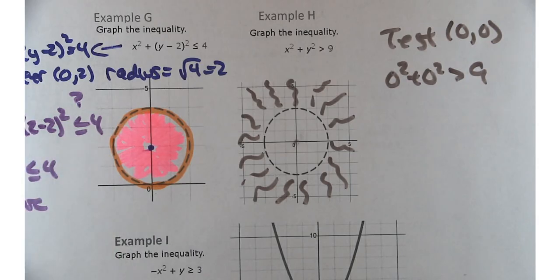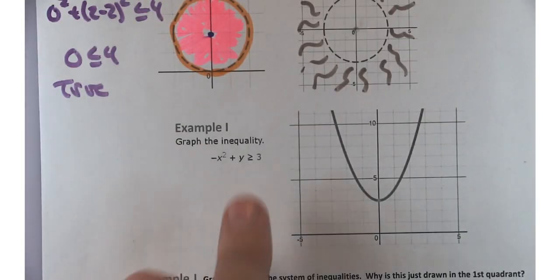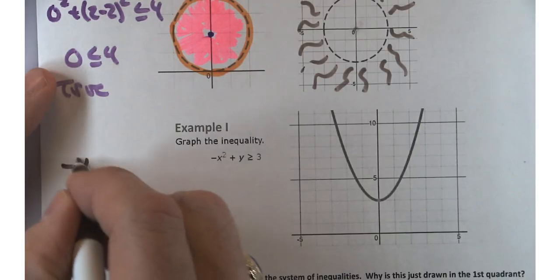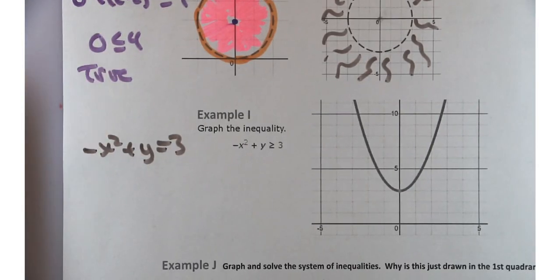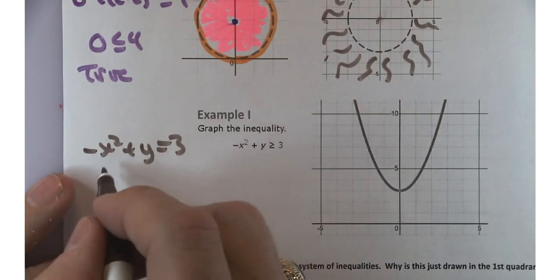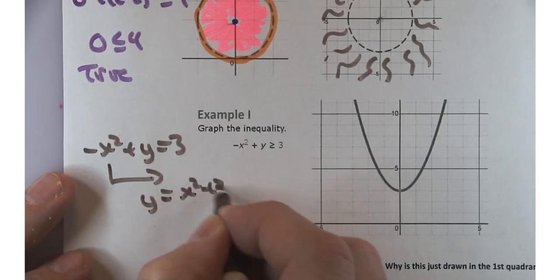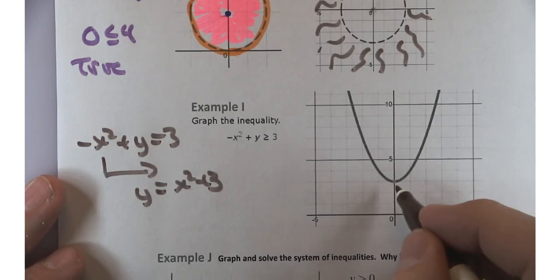Now what happens if you don't remember what some of these graphs look like? For instance, here we're going to start by graphing the equation negative x squared plus y equals 3. If you don't remember what that looks like, what might you do? Make it so it's y equals. Yeah, you could move that to the side and get y equals x squared plus 3, and you can put that in your graphing calculator. You see it's a parabola that's been shifted up by 3 units.